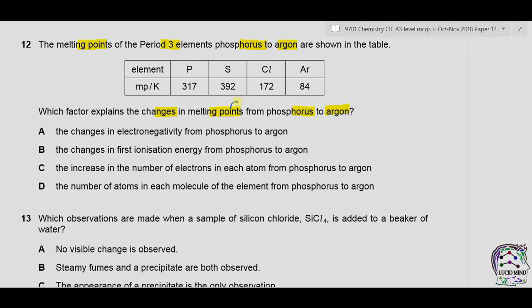Now melting point always depends on the intermolecular forces of attraction. It does not depend on the type of bonding within the molecule, because in melting, the intermolecular forces are broken. Actually, the bonds are not broken.